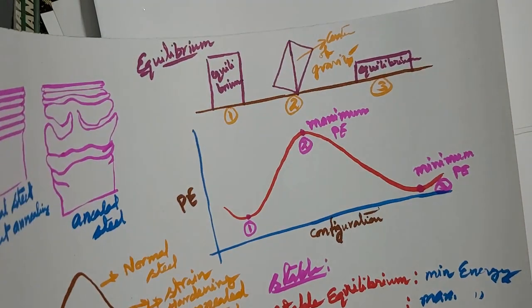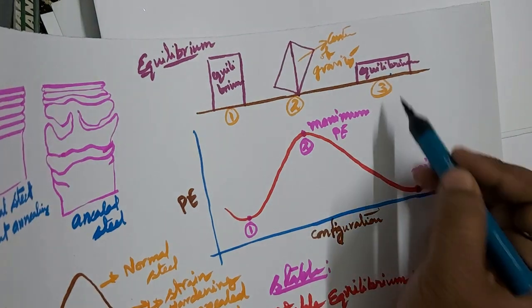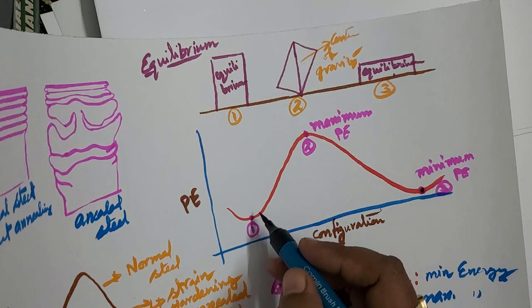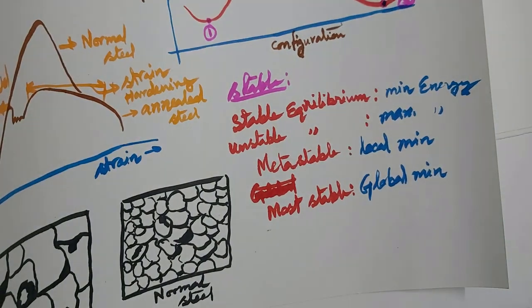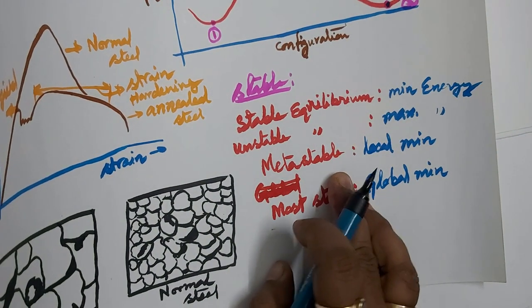So here, this one is the global minimum, number 3 position. And this is the local minimum, number 1 position. Local minimum and global minimum. So global minimum is most stable and local minimum is metastable.